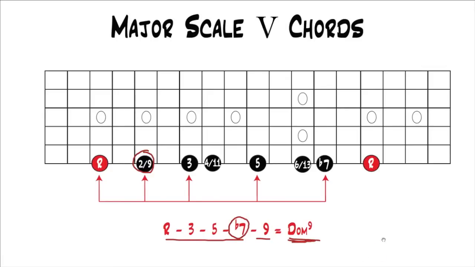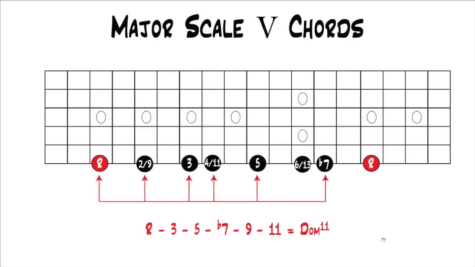Another one is taking the dominant 9th this time and adding an 11, and you get a dominant 11. So that's a root, 3, 5, flat 7, 9, 11. And with the 1 chord, we never covered a major 11th because it's not a very common chord and it's pretty dissonant sounding. With the 4 chord, we covered the sharp 11, which is a lot more common.